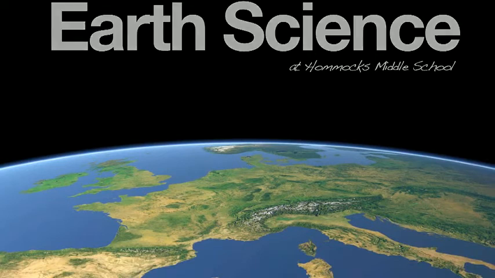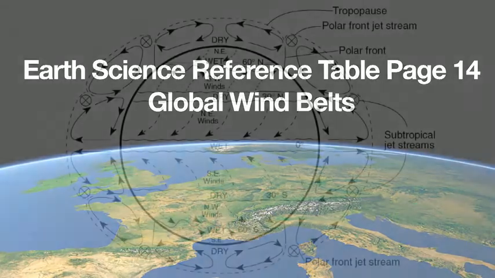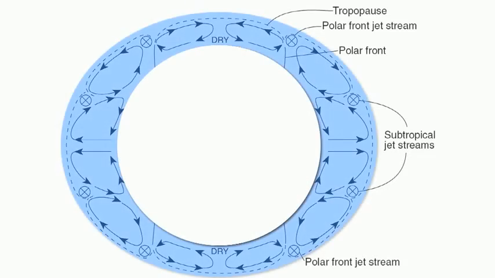Today we're going to talk about page 14 in the reference table, the global wind belts diagram. Now this diagram has a multitude of features in conjunction with some of the wind belts on the planet. So let's start out with the outside convection cells. You'll see that these convection cells are going to help distribute energy from the North Pole and the South Pole, bringing energy to the equator, and bringing energy from the equator back up to the North and South Pole. Kind of keeps a balance within the temperatures on the planet.